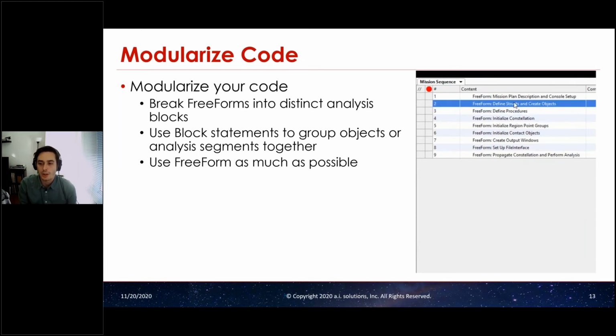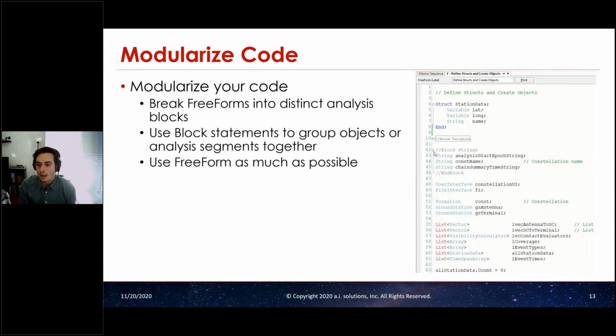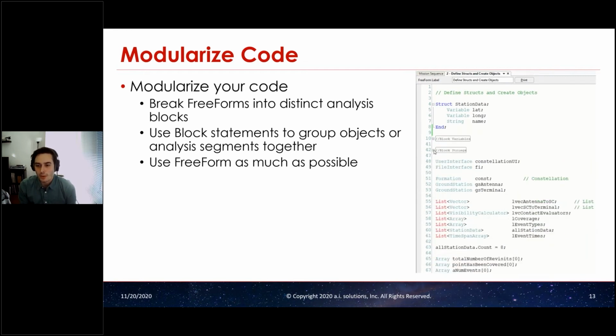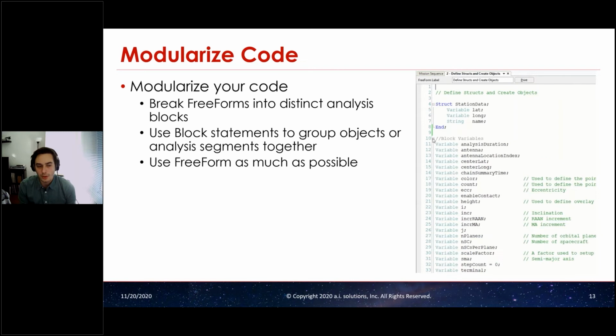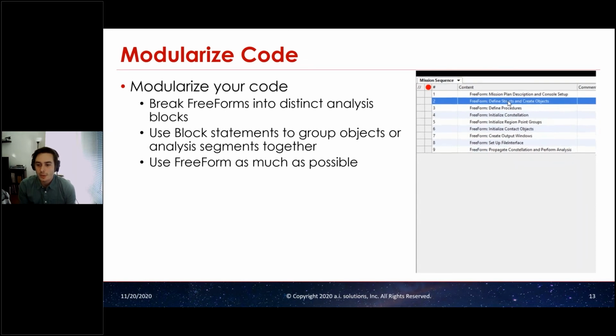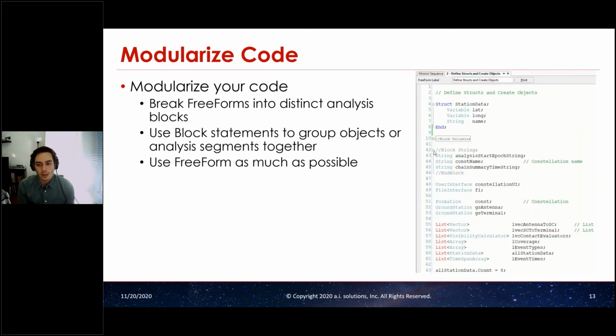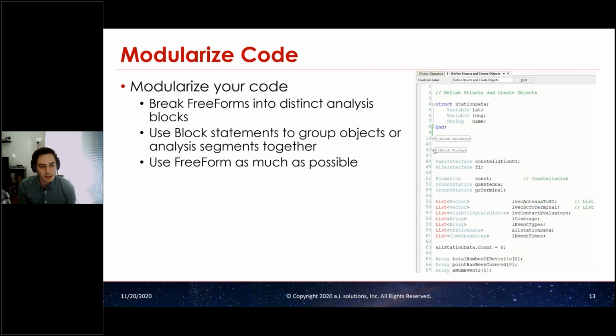Be sure to modularize your code. This allows for easy parsing and debugging. Separate freeforms should be used for either setting up variables or setting up view windows, parsing data into objects, and then you have your propagation and analysis loops. You can use block statements to group and easily collapse code snippets for easier parsing. You can see that in the GIF on the right here.